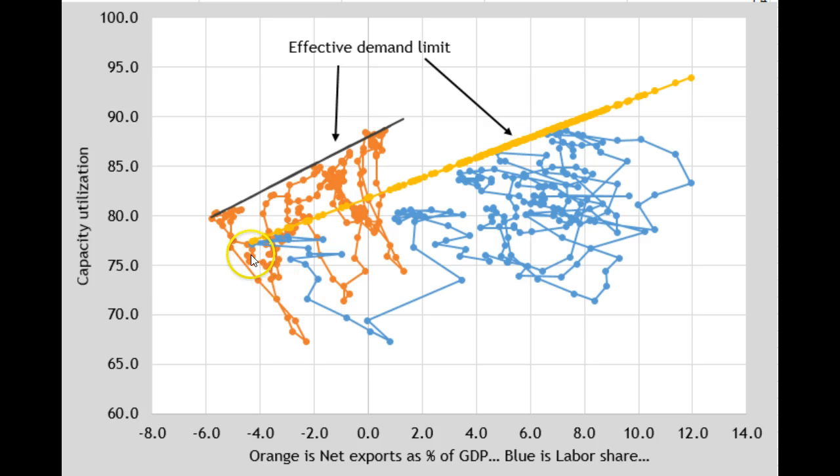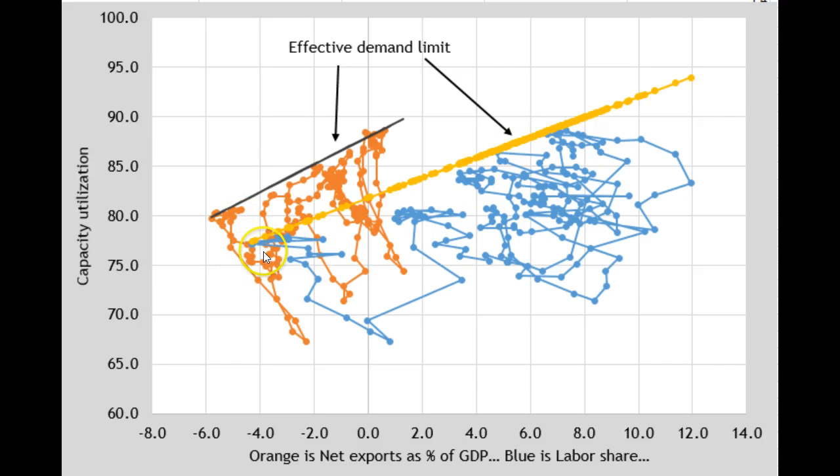But net exports is hitting the limit down here. It hasn't gone all the way back up here. It's hitting the limit down here. So why would it be hitting the limit down here? Basically because labor share is pushing capacity utilization down to such an extent that labor share has actually shifted downwards, but labor share is still showing against the same effective demand limit here.